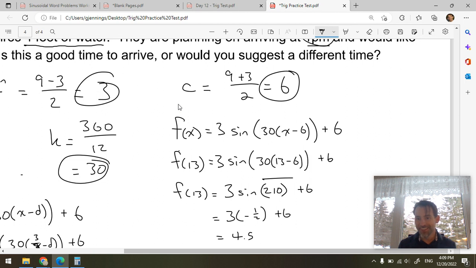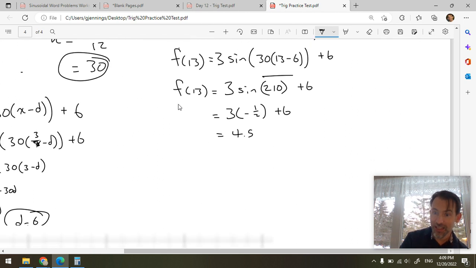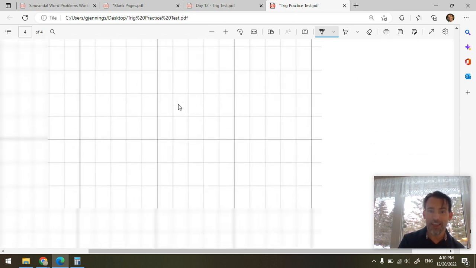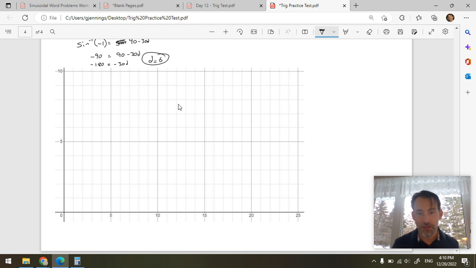Wrong. Why, Mr. Jennings? There's enough water for them. They want to visit for a few hours, okay? Let's just forget that we had a function for that and graph this.